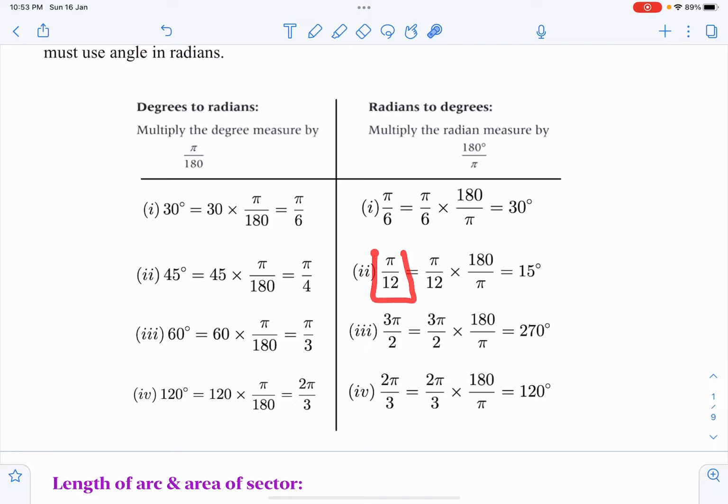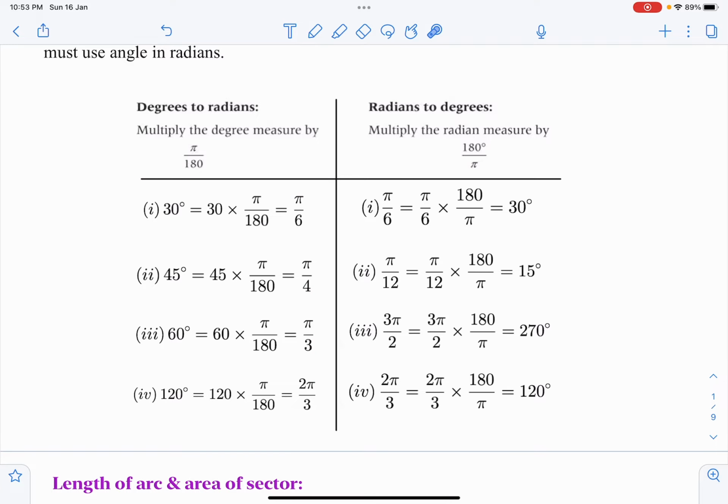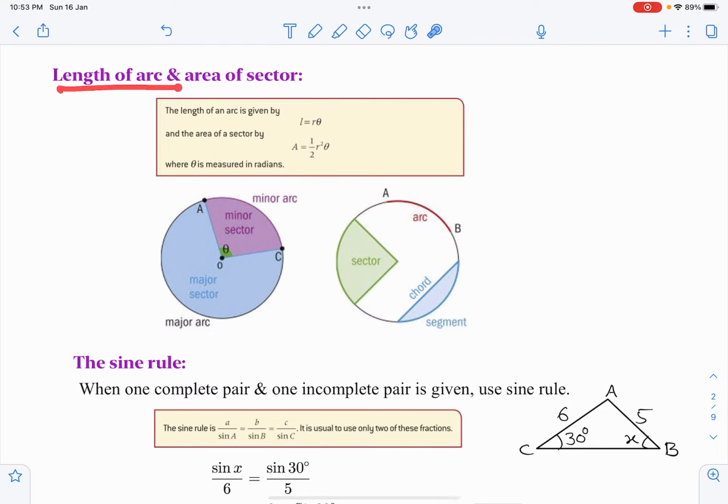Similarly, pi over 12 multiplied by 180 over pi: pi and pi cancel, so 180 divided by 12 gives you 15 degrees. And so on. Like this you can convert all other radians into degrees. But we are more interested in degrees to radians, because in this section you are going to need the angle in radians.